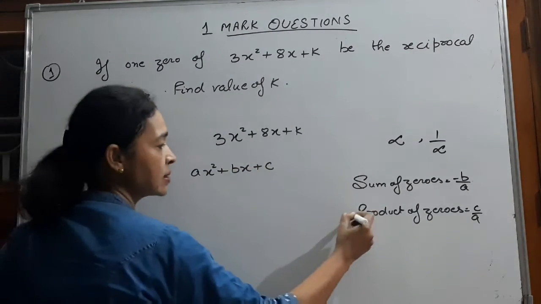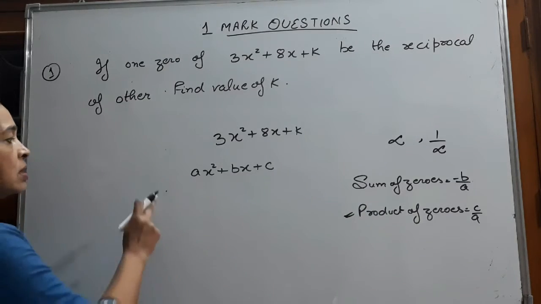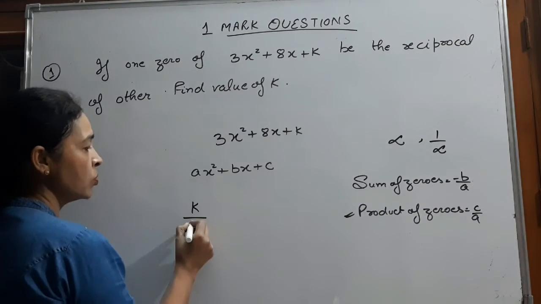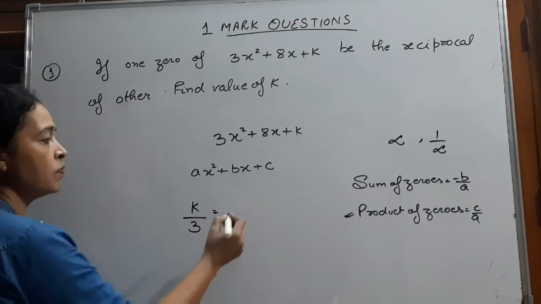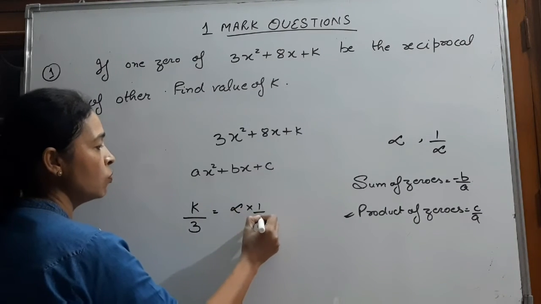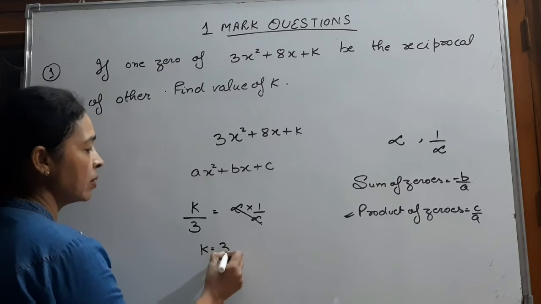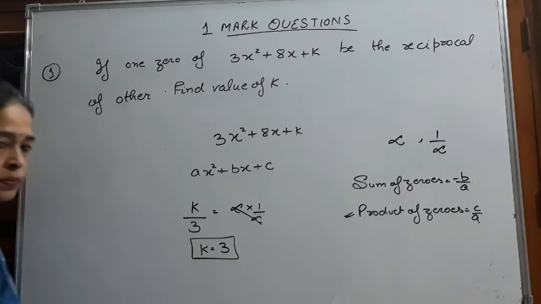Now we are taking this term, the product of zeros. What is c we have? k upon a, which is k upon 3, equals the product of zeros, alpha into 1 by alpha, that is 1. What is the value of k? k is equal to 3.